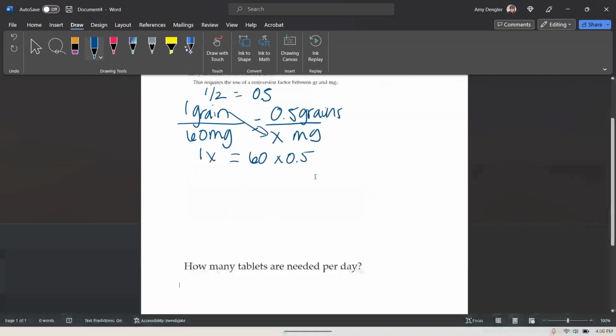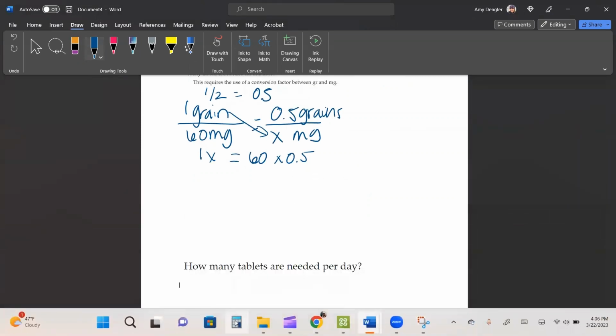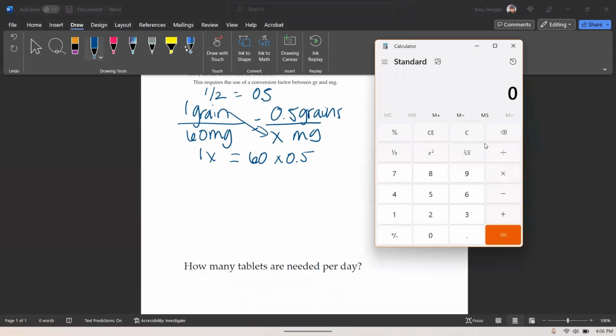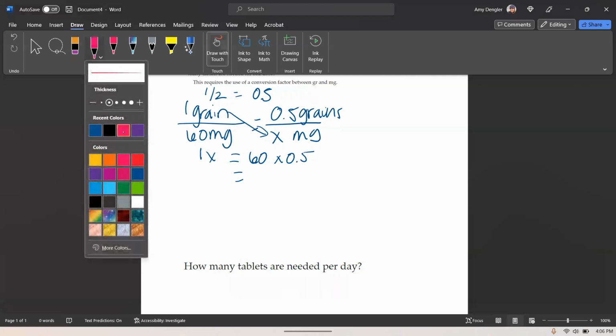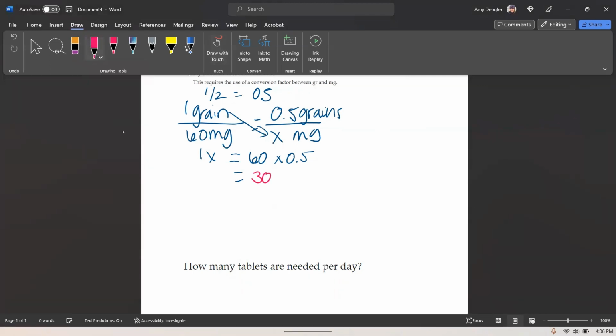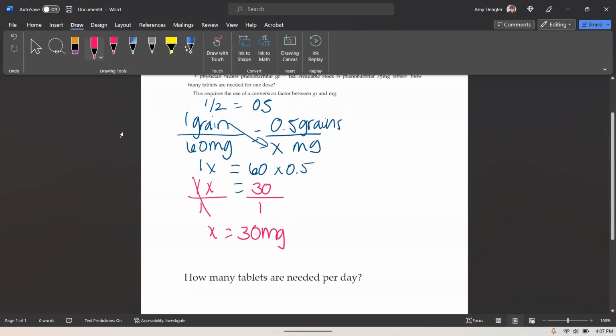So first we need to take care of the multiplication. So 60 times 0.5 is 30. And then we still have the 1x. We want to get x alone. So we're going to divide each side by 1. And 30 over 1 is 30. So that means we need to give the patient 30 milligrams.